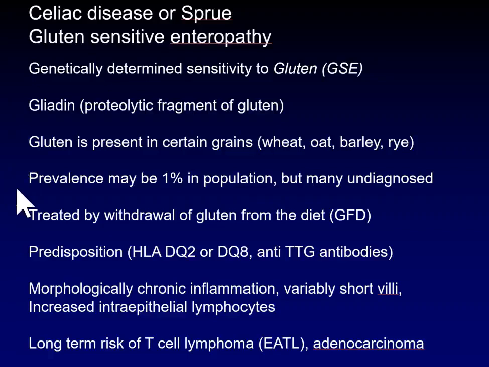Gluten sensitivity is relatively common, but many patients are undiagnosed and many may have minimal symptoms. The treatment is a gluten-free diet. The genetic predisposition is due to the patient's HLA types. These HLA types actually react with the deamidated gliadin and activate T cells. This we'll see in the next slide.